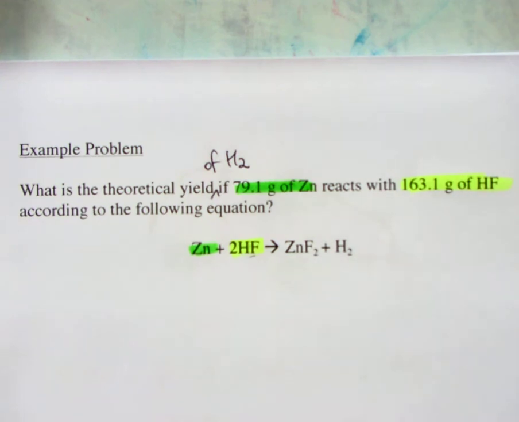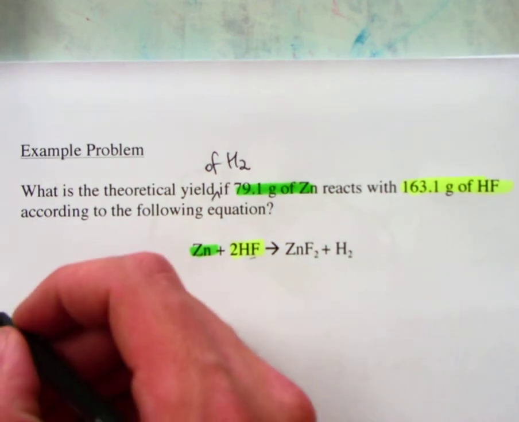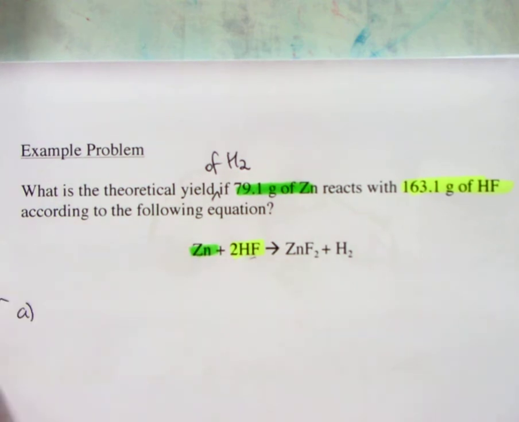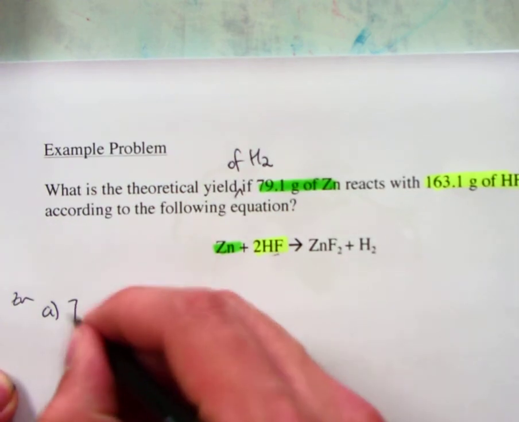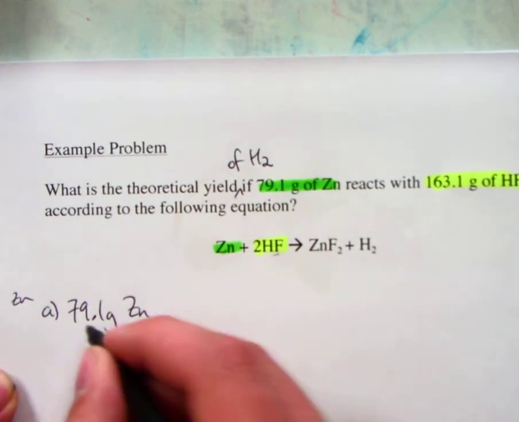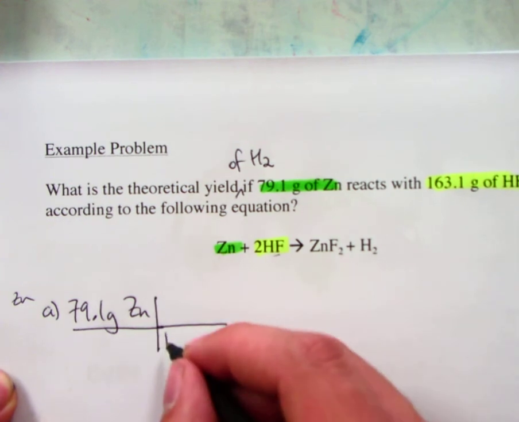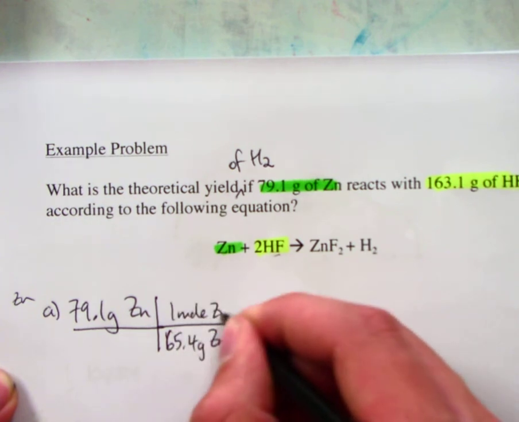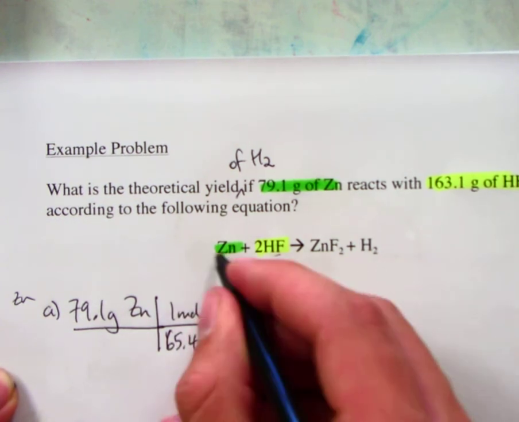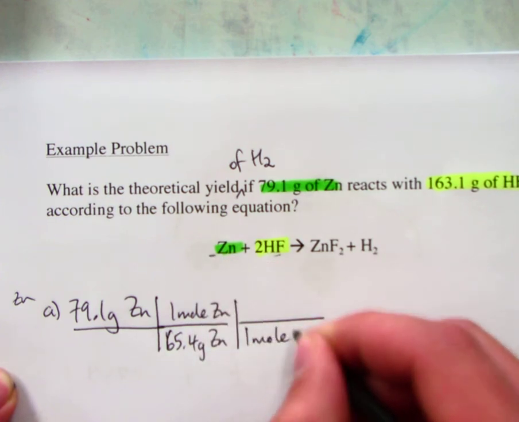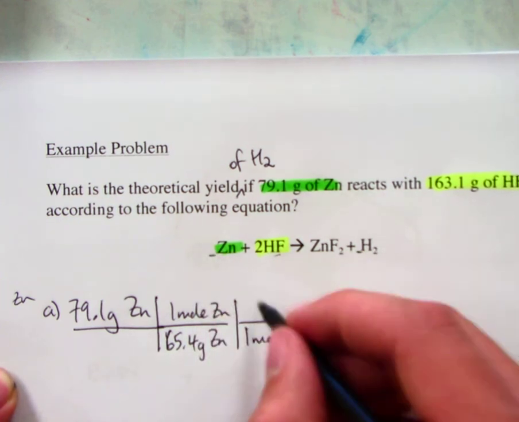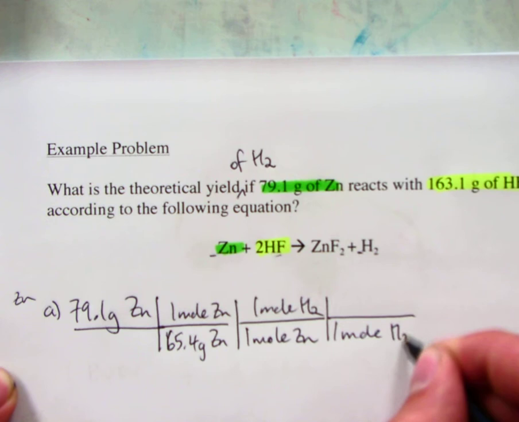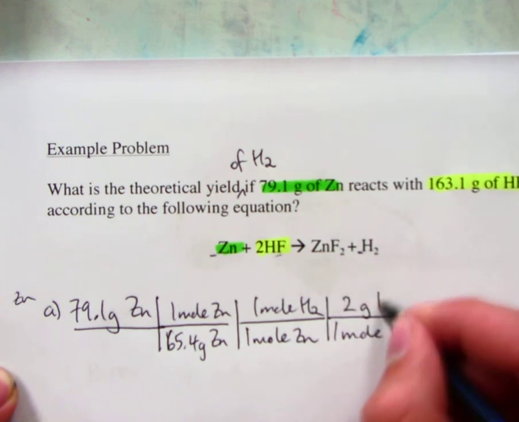So what we have to do is basically two gram-to-gram problems. But since you should be comfortable with these, this should not be too hard. So the setup, part A, this is with the zinc, is 79.1 grams of zinc. We use the molar mass of zinc, which is 65.4 grams of zinc in 1 mole of zinc. Use the mole ratio from the coefficients: 1 mole of zinc makes 1 mole of H2. And for 1 mole of H2, the last step is the molar mass, 2 grams of H2.